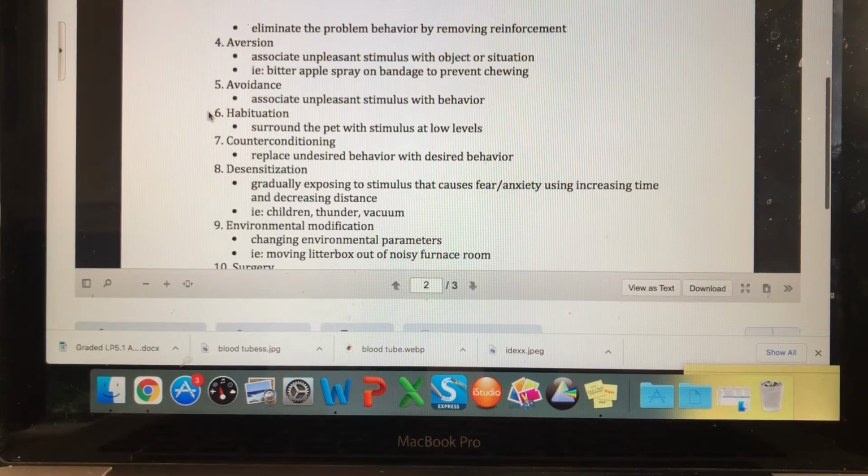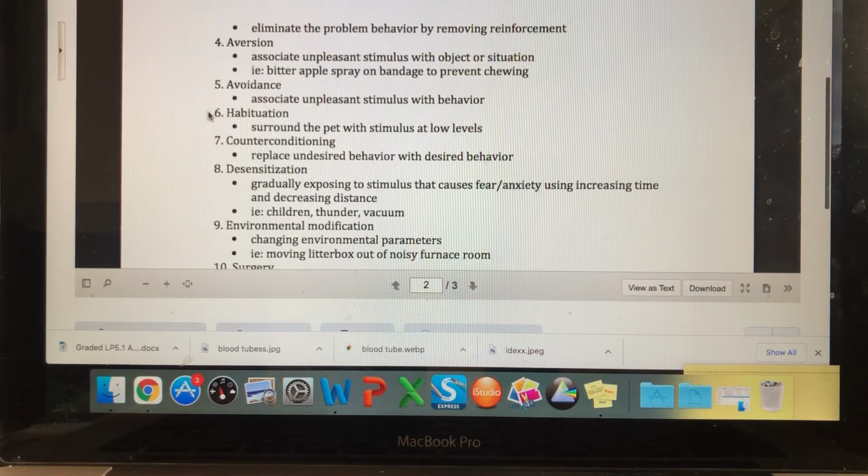And then habituation, we're getting an animal used to some kind of stimulus by surrounding them with it at low levels. So let's say the dog is really afraid of thunder. We can have a CD that's a recording of thunder, and we can have it on really quietly. And we can slowly get them used to it by having that sound around them all the time, just at a quiet, low level. So that can get the animal used to it. It's habituated to it.